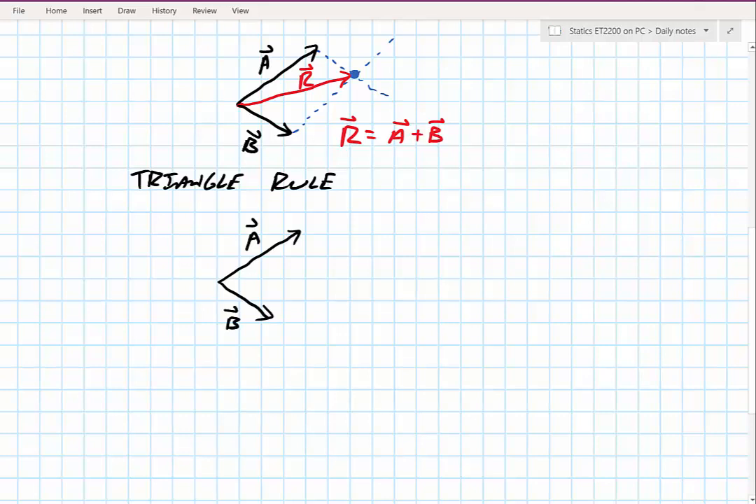instead of just drawing a line parallel, what I can notice is I can just move A. If I were to move A down to the head of B, so the tail of A is now at the head of B, and were to connect those 2 lines, then I would end up with my resultant R. In the same manner, I could have also moved the tail of B to the head of A. So this would be my vector B.